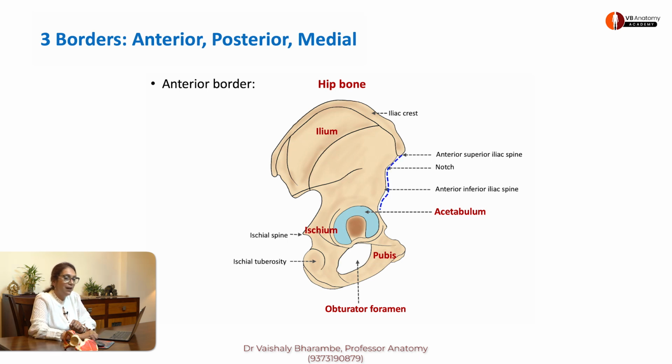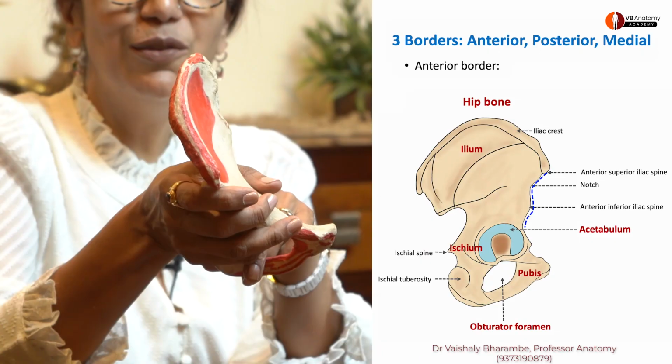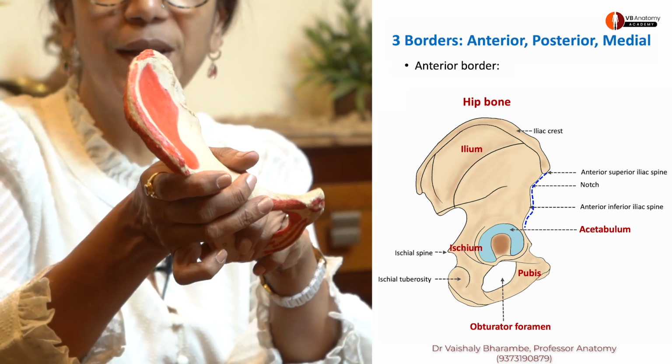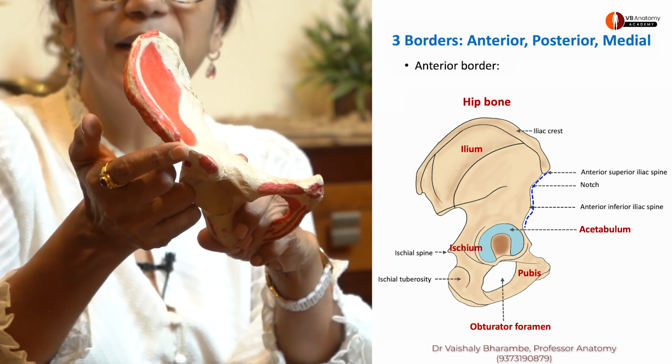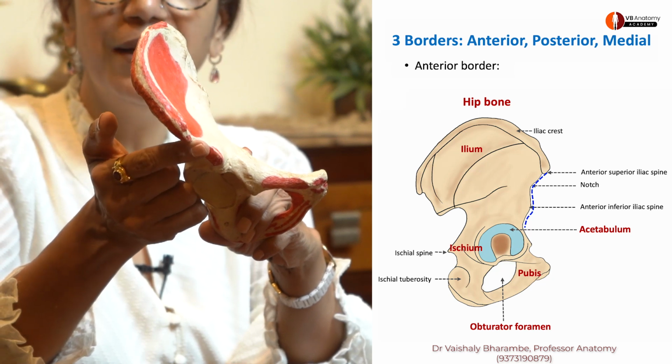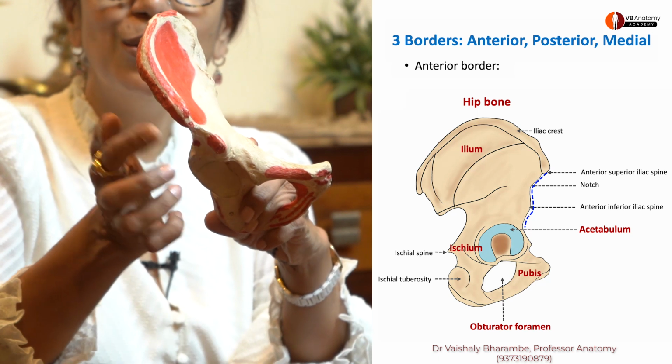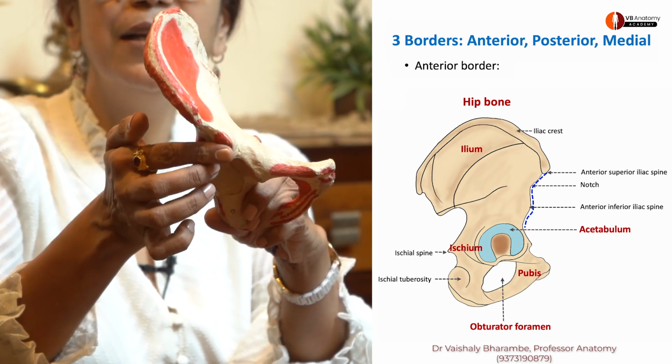So run your finger along this border. I'm going to show this to you now. As usual, I hold the bone. So I'm holding the bone in its normal anatomical position, okay? This is anterior superior iliac spine, there's a notch below it. Anterior inferior iliac spine, there's a notch below it, correct? So this is the anterior border of ilium.